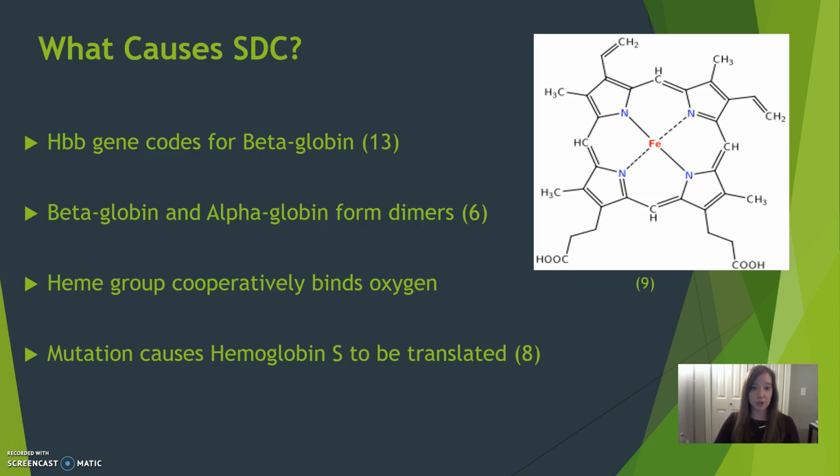Each of the four subunits, two in each dimer, are bound to a heme group that is surrounded by a porphyrin ring that you can see over here in the structure to the right. You can also see that iron is at the center of this porphyrin ring, and iron is responsible for allowing the cooperative binding of up to 4 oxygen atoms when hemoglobin is in its normal form, which is hemoglobin A. But once the mutation has occurred, hemoglobin S will be translated instead.